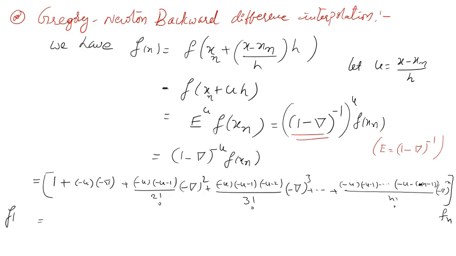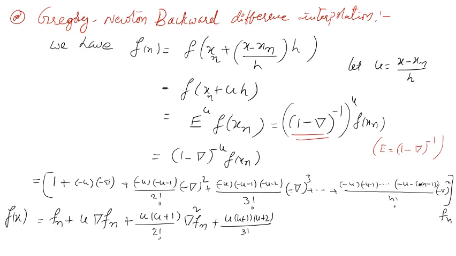Now take fn inside. This is fn plus u into del fn, plus, taking minus minus common, u into u plus 1 by factorial 2 del square fn, plus u into u plus 1 into u plus 2 by 3 factorial del cube fn, and so on. Lastly, u into u plus 1 and so on up to u plus n minus 1 whole by n factorial del power n fn. This formula is called the Gregory Newton backward interpolation formula.